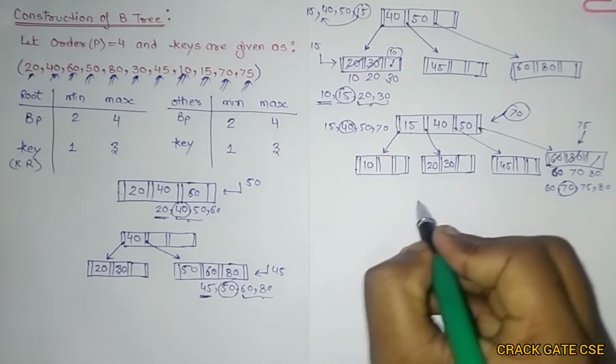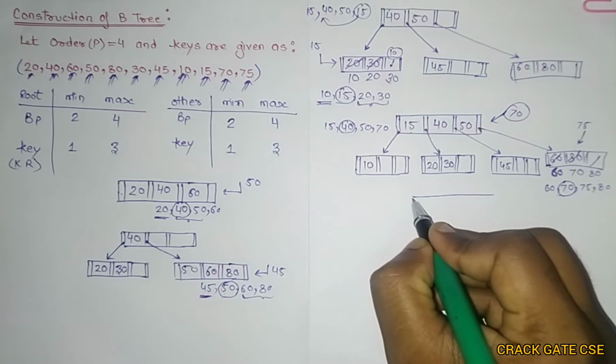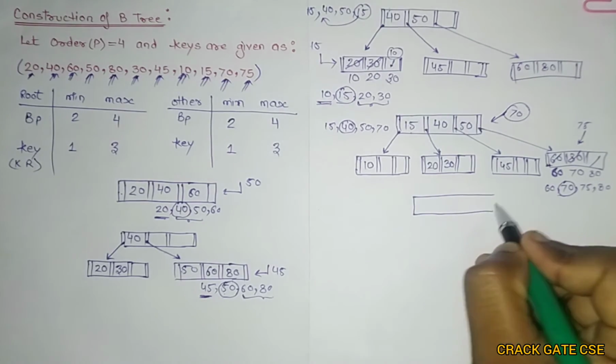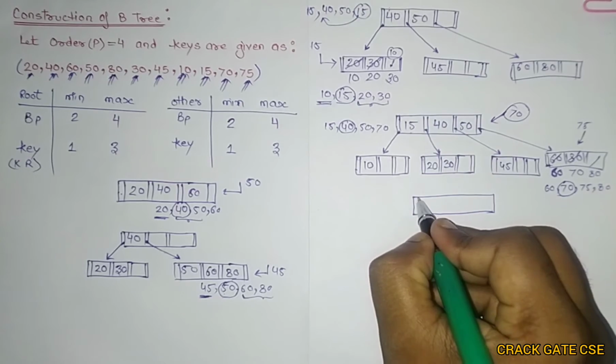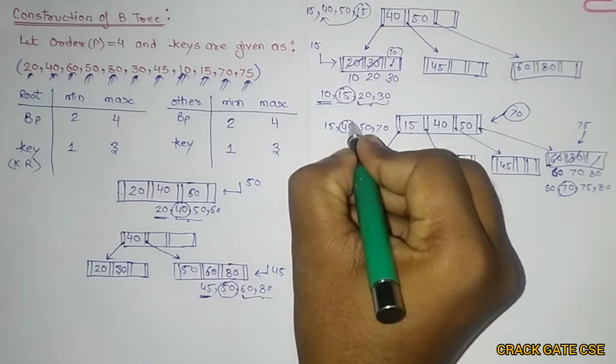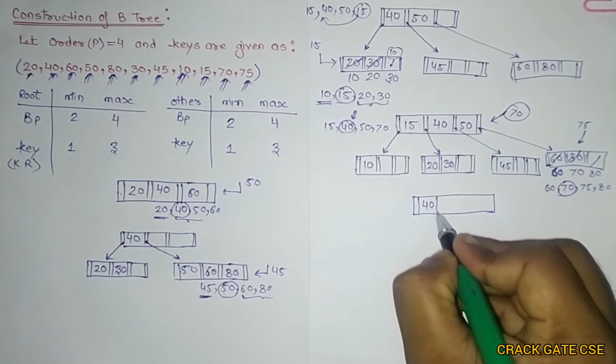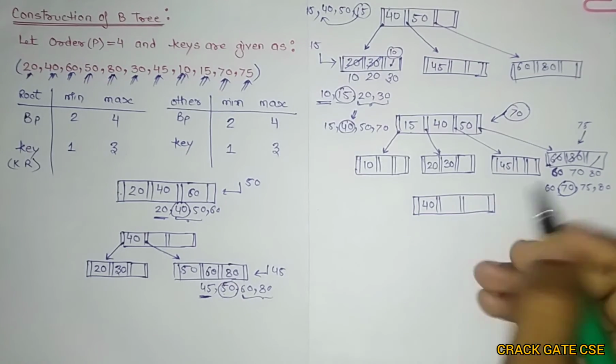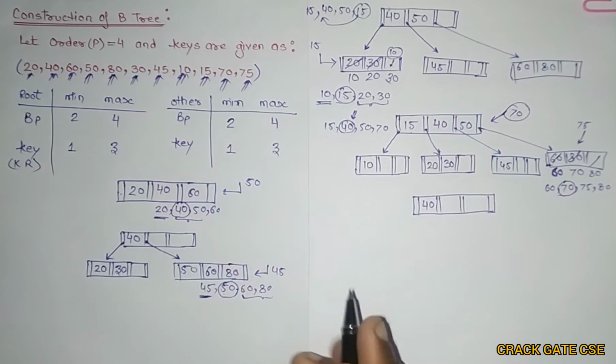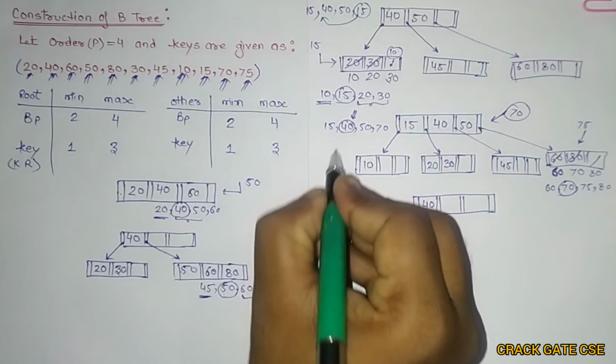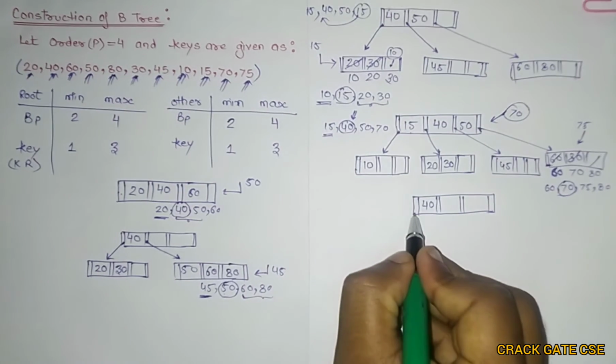So we'll be creating a new tree after inserting 70. So it should be having 40 as the root node because this is the middle value and there are no other values with it in this particular node, right? On the left of the 40 we will be having 15.